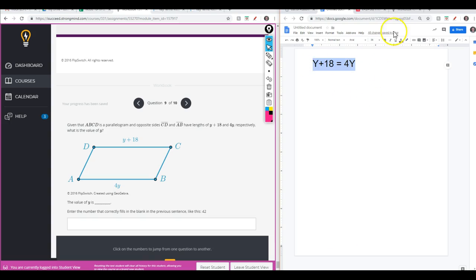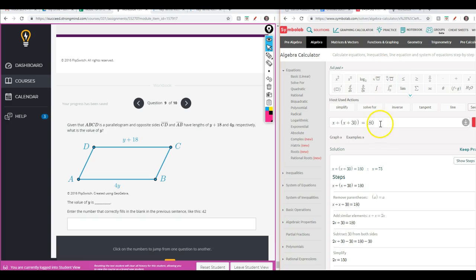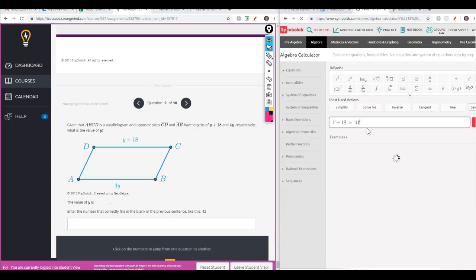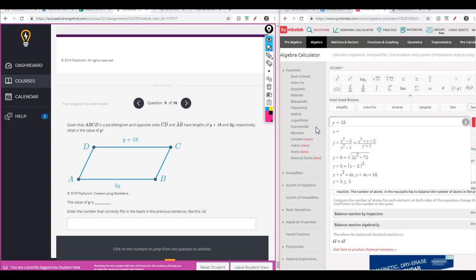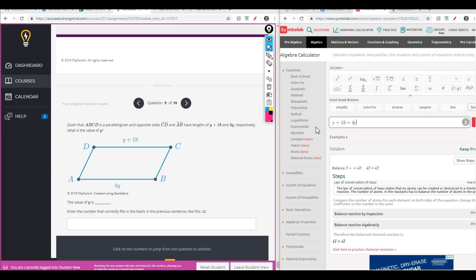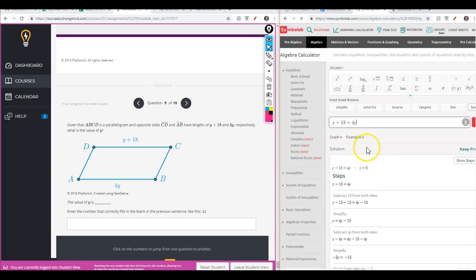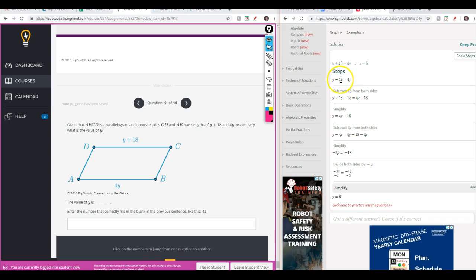And I'm going to copy it and go to our symbol lab, which again, this calculator is listed underneath the announcements tab in the website resource page for the symbol lab algebra calculator. So if you click enter, oh, it's because they're capitalized. y plus 18 equals 4y. So lesson learned, no capital letters. Here we go. Here's our steps.